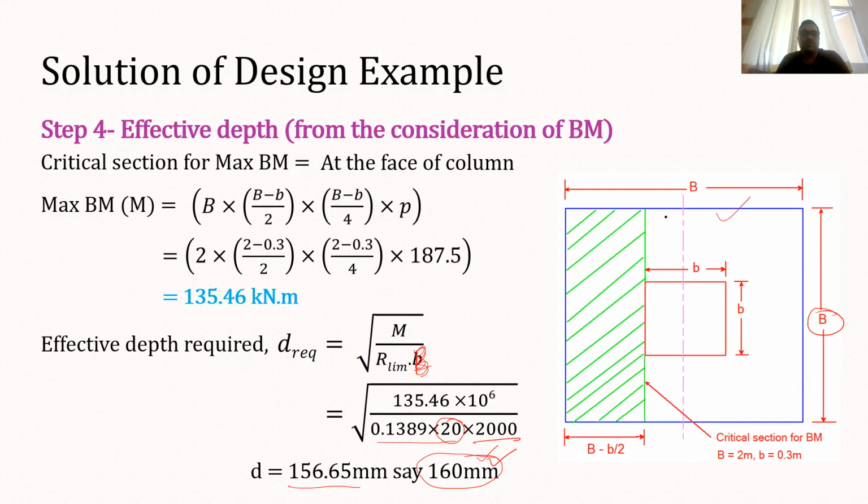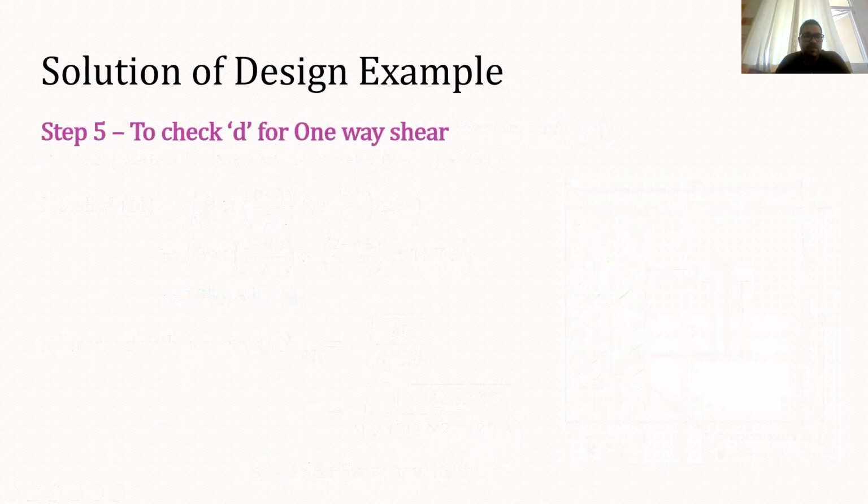But we also need to check this depth for other failure criteria of the footing, and those criteria are one-way shear and two-way shear. So now we have calculated this value for bending moment consideration, but we will check this depth for one-way shear first, and after that for two-way shear. So now moving to the next step, we have to check D for one-way shear.